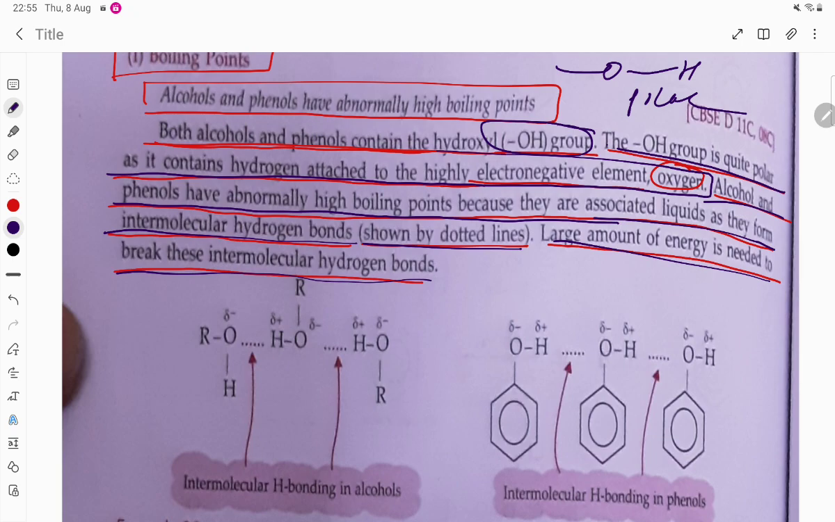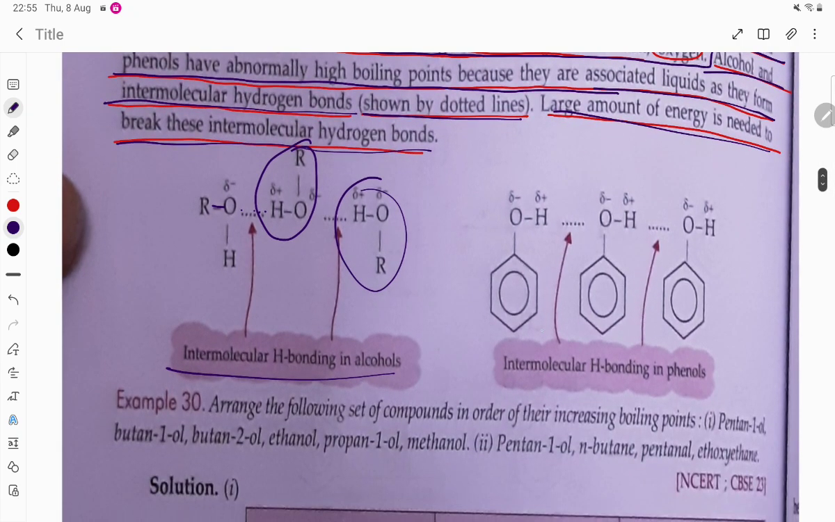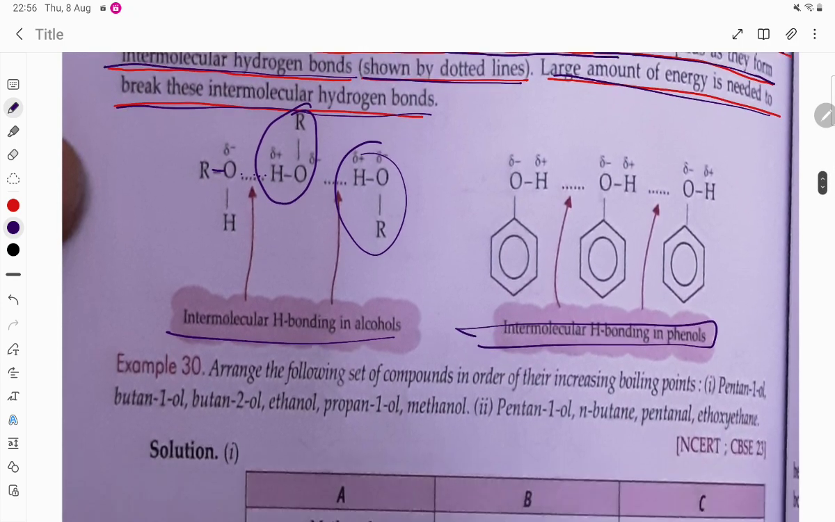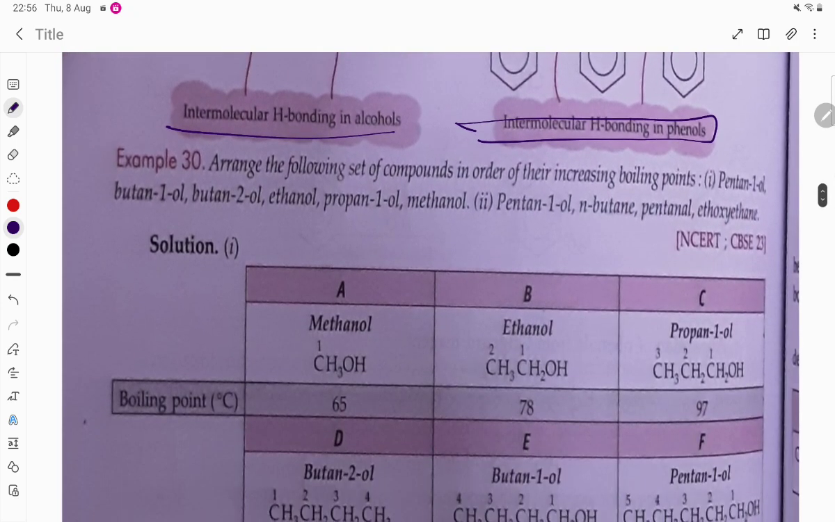So here you can make the alcohol, this is ROH. It is forming a hydrogen bond with another alcohol molecule, an intermolecular hydrogen bond. Similarly, intermolecular hydrogen bonding in phenol is also possible, student. That is why they have abnormally high boiling points.